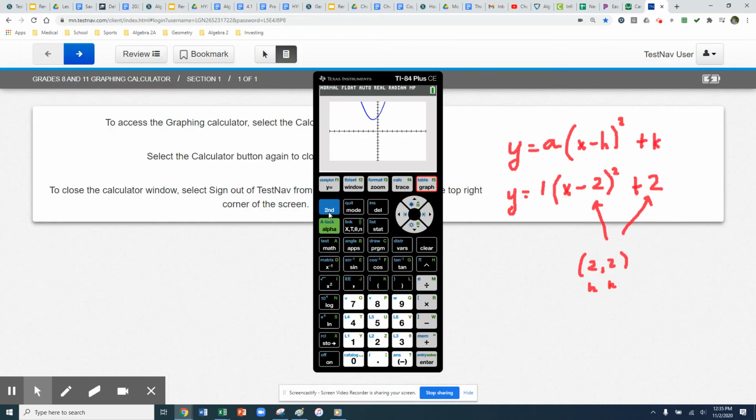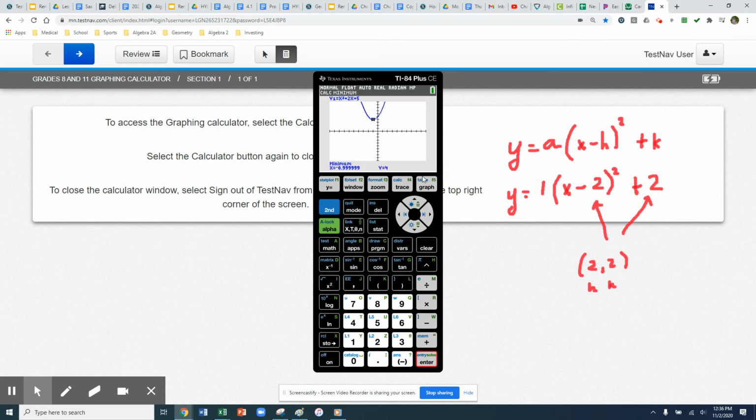So again, it's a minimum, so I'll go second, calculate, number 3. And I have to do the whole left bound, right bound. It's kind of annoying, so get your blip to the left of it. Get your blip to the right of it. And you don't need to worry about guessing. Just hit enter again. And there it is. So there you can see, again, it's negative 0.99999, but we're going to round that to negative 1. So negative 1 would be your x-coordinate of the vertex.